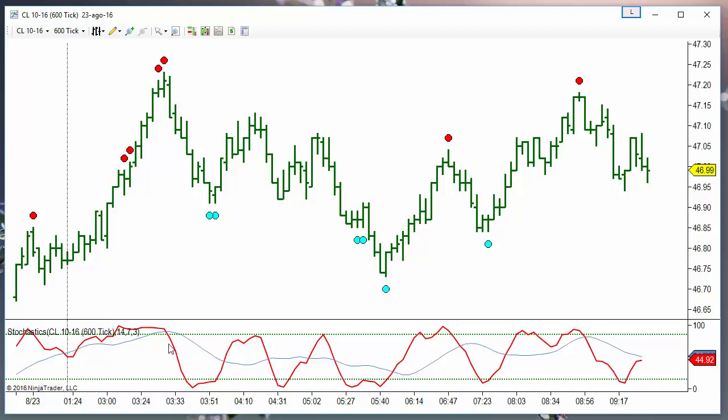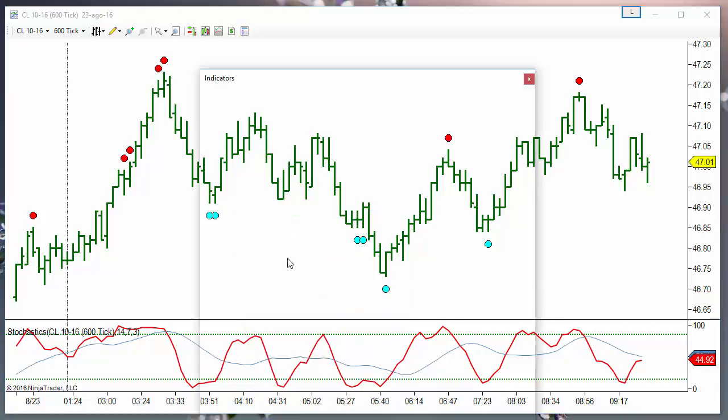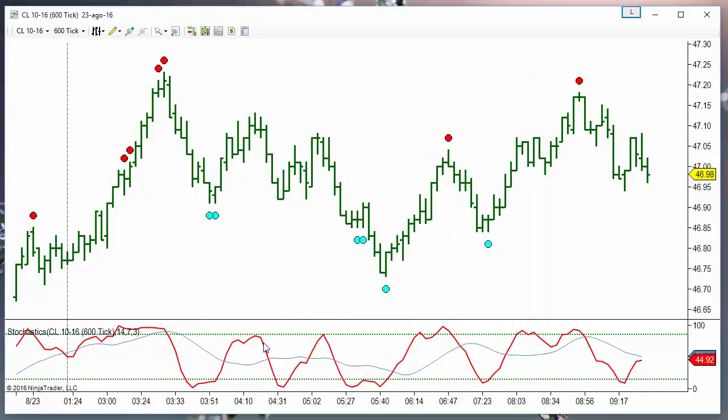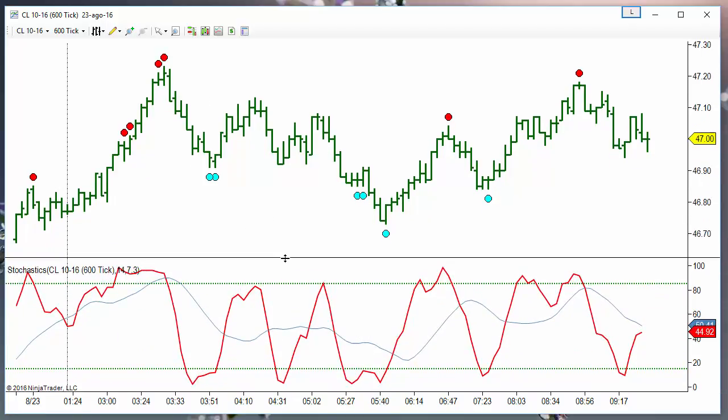One of the most used setups is to sell the market when the K line is over the overbought level and buy when it is below the oversold. These dots are from the custom indicator Reversal. It has the same settings as the stochastic. So let's review how to use the stochastic to create these signals.